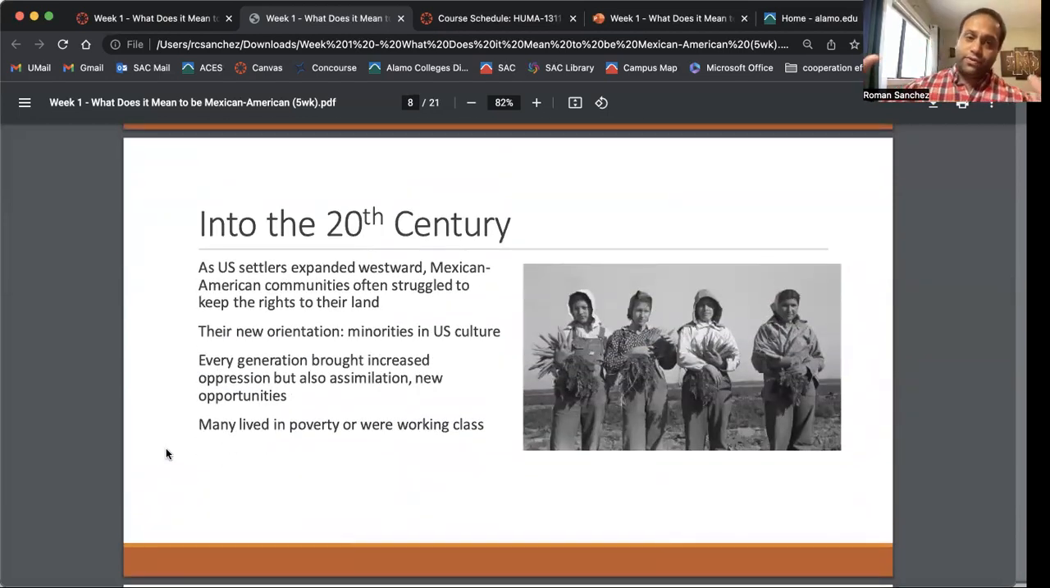So as we get into the end of the 1800s, U.S. settlers are expanding west, thinking of these depictions of the cowboys moving west, settlers, colonists moving that way. They're moving into indigenous, but definitely Mexican American communities that were struggling to keep their rights and struggling to deal with this new reality, which is that the border crossed them. Now they're minorities instead of majority citizens in Mexico, minority citizens of the US, having to deal with increased oppression, as well as assimilation, having a new culture to be oriented towards and to try to become a part of. But the reality is that many Mexican Americans lived in poverty or were working class.